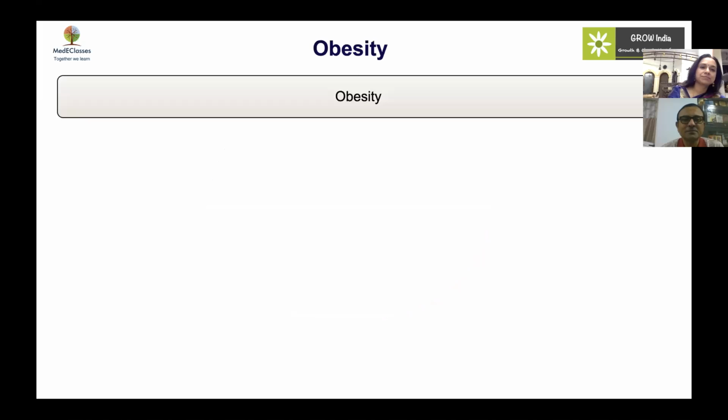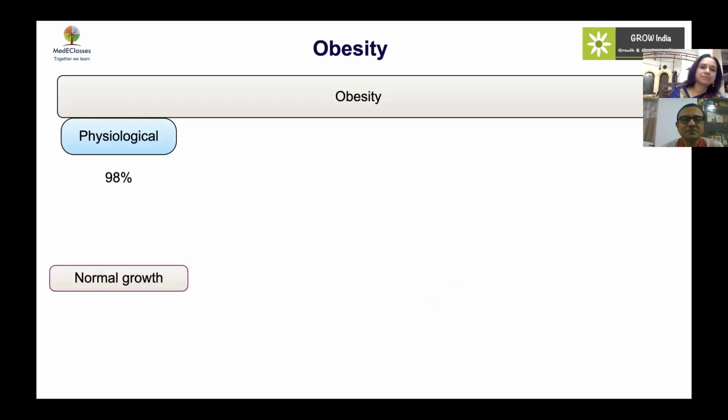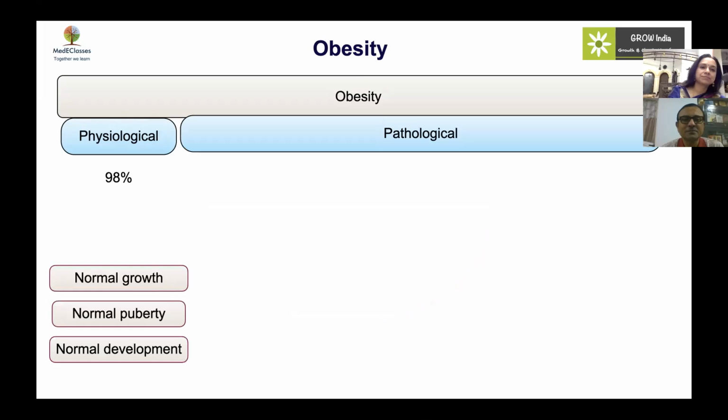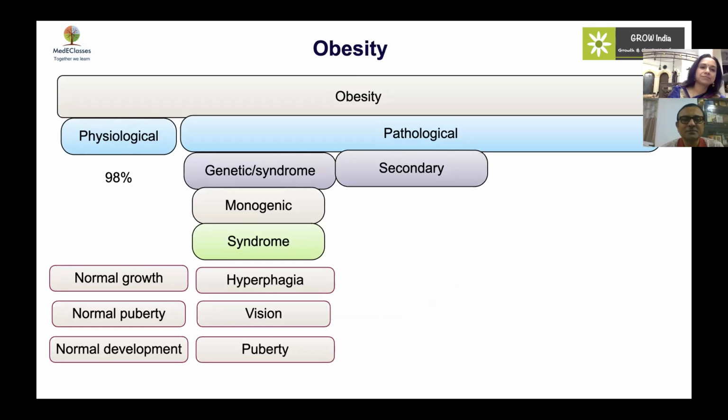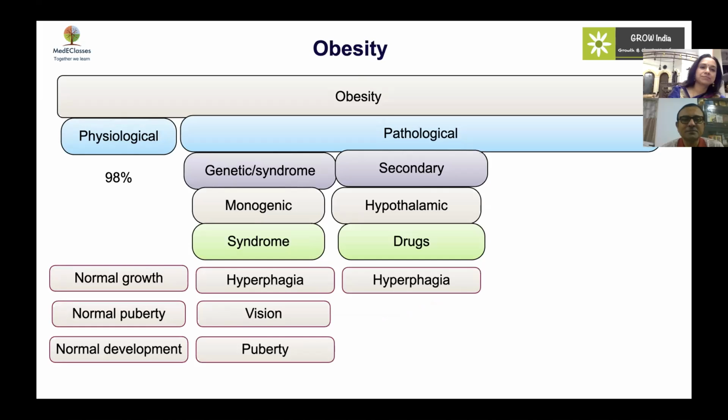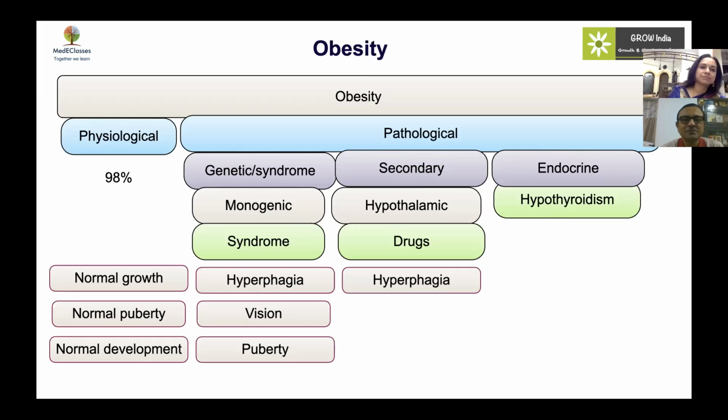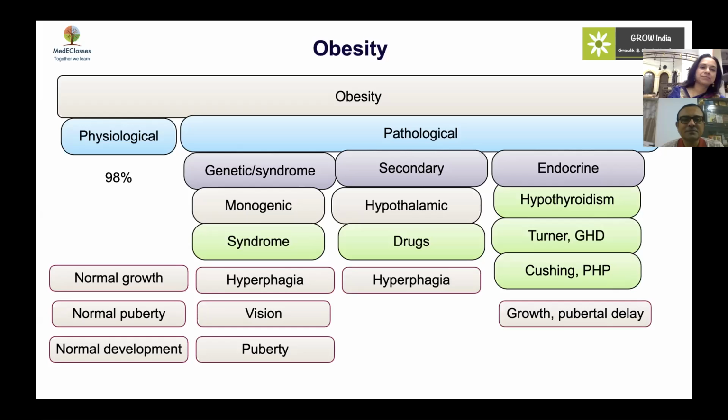individuals in that perspective. Now, if you look at obesity, it is most likely physiological, 98%. It's associated with normal growth, puberty, and development. Pathological causes are rare. So if you are talking about genetic or syndromic causes, usually rare, but associated with significant hyperphagia, vision, and pubertal abnormalities. Secondary causes are associated rarely, and you can get the history of hyperphagia or drugs. And finally, endocrine causes very rarely, usually associated with growth failure.